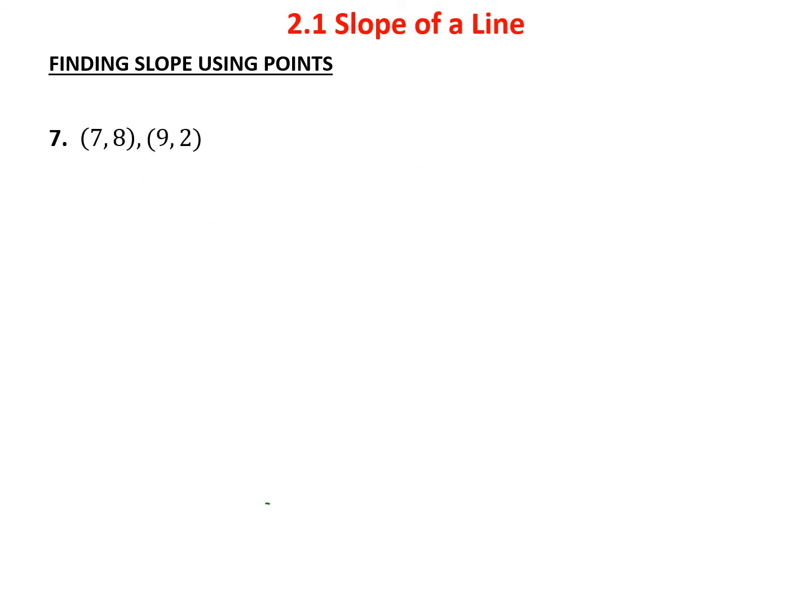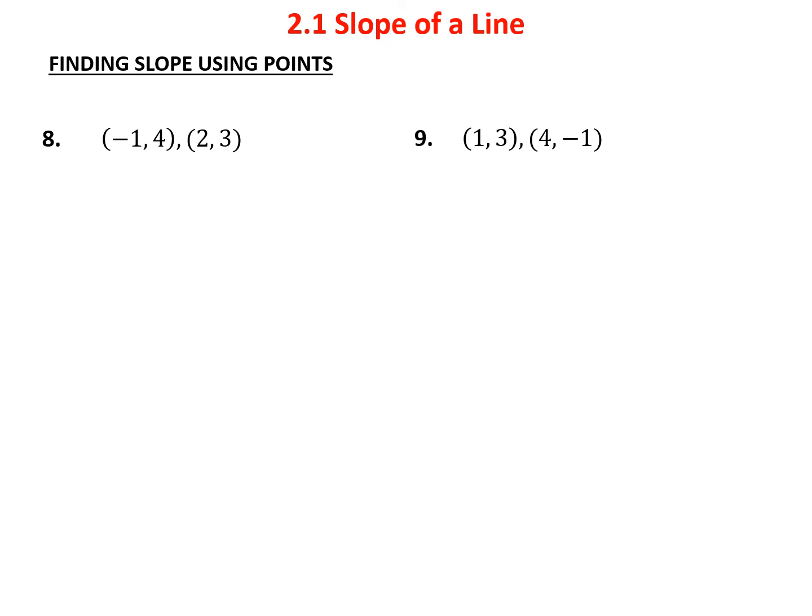So we look at problem 7. Again, remember we're doing the change in y over the change in x. Remember that we could label one point as x1, y1, the other point as x2, y2. You don't always have to write that down, but just remember you have two different points. And then remember we're subtracting the y's, and then we're subtracting the x's. So go ahead.